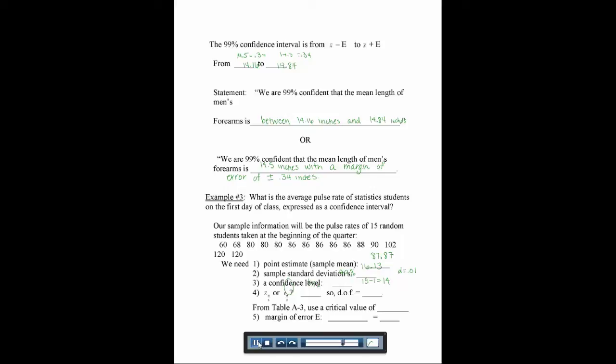So when you look this up on table A3, we get 2.977. And for the margin of error, we take the t-value, 2.977, times the standard deviation of the sample, 16.13, over the square root of n, which was 15. When you multiply that out, we get 12.40.